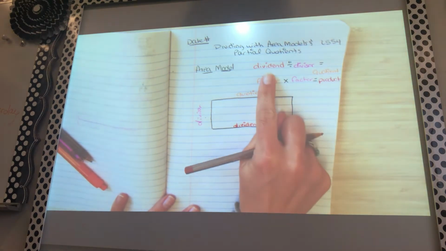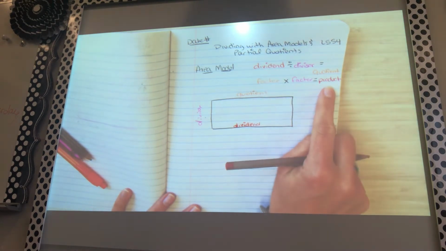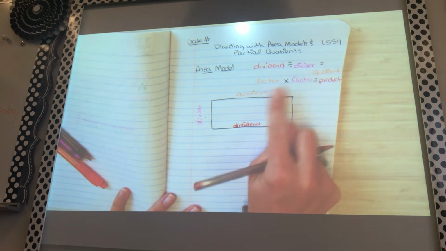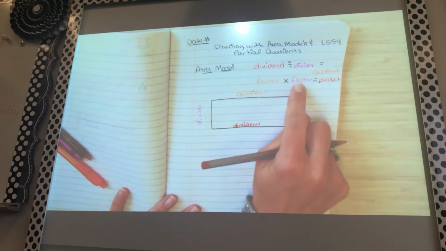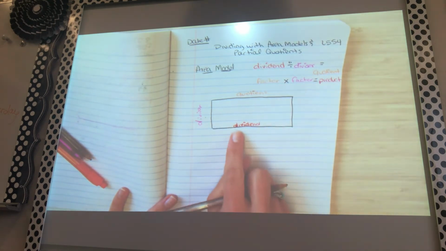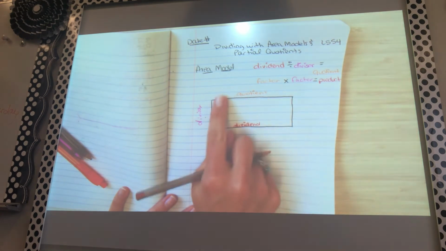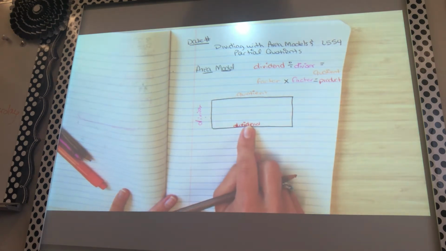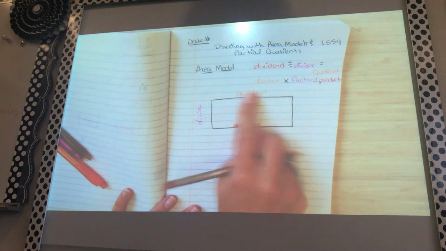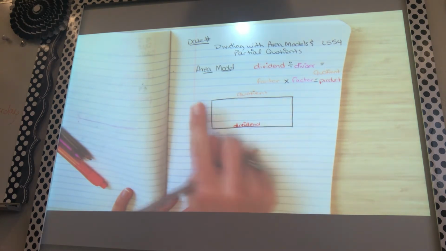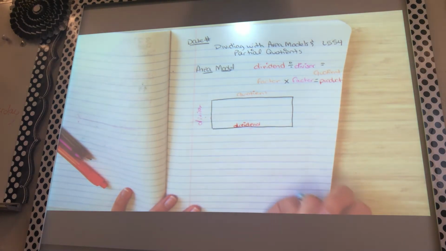So up here, your dividend is your product. Your divisor is a factor and your quotient is a factor. So orange and orange, pink and pink, red and red. So here, normally your product is in the middle because it's your dividend. And up top is your quotient, that's usually a factor. And on the side is your divisor, that's usually a factor.